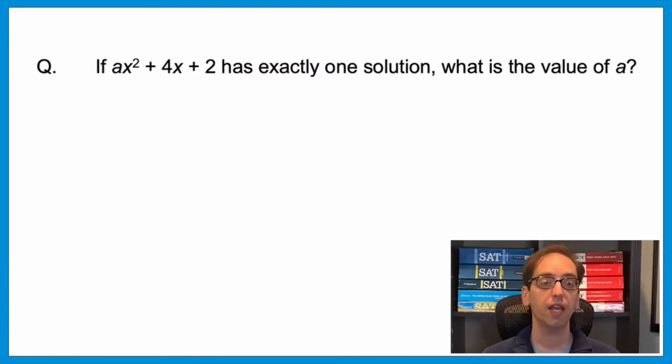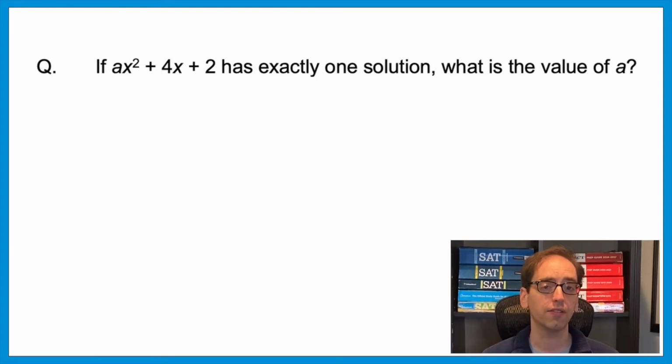Let's start with a topic that's very popular on both tests, the discriminant. Here's how it could come up on a question. If ax squared plus 4x plus 2 has exactly one solution, what is the value of a? I'll help you start this one, and then I'll let you do the second question on your own.